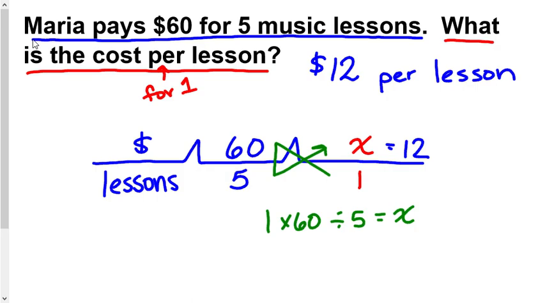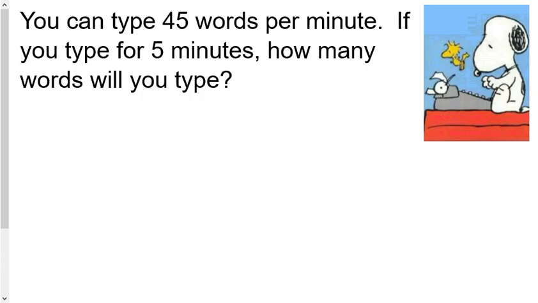And remember, the way I got that $12 per lesson, the way that I knew that it was dollars per lesson, is because I looked over here at this section. And remember, the line means per. So when I read it top to bottom, it's dollars per lesson. Okay, let's look at just a few more. For my next one, you can type 45 words per minute. If you type for 5 minutes, how many words will you type? Pause for a moment and see if you can set up a bridge map for solving this one.